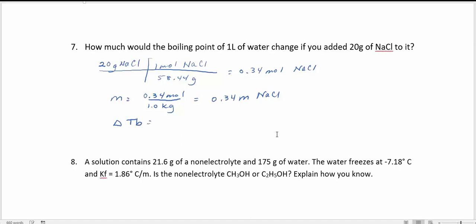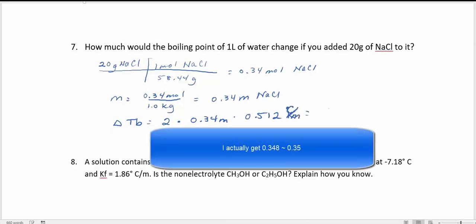So our change in boiling point would be i times the molality times the Kb, which was given to us in a problem above. That's degrees Celsius per molal unit. So we get a change in boiling point of 0.34 degrees Celsius.